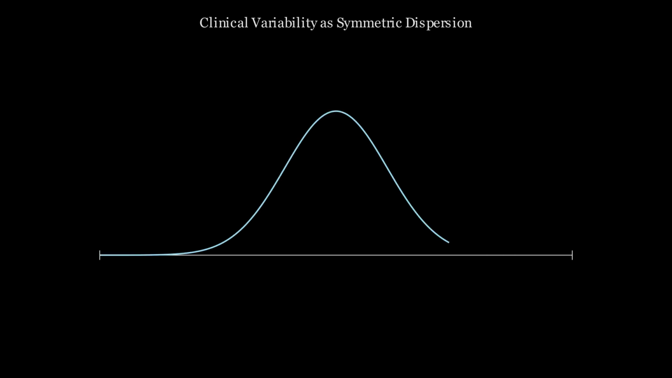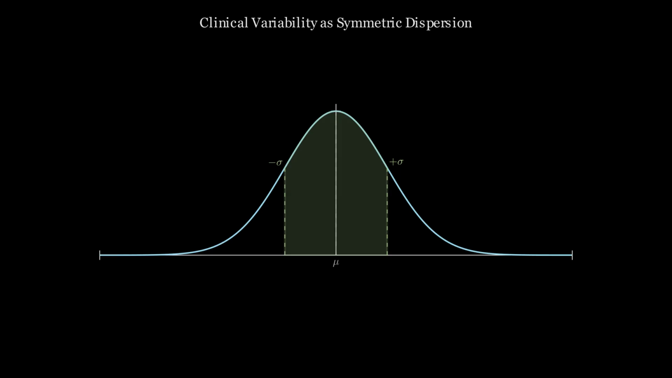Clinical variability measures the spread of biomarker values around a reference range. An elevated reading and an equivalent reduction contribute identically to measured variability. The measure is symmetric. It has no concept of direction. It does not register whether successive readings are drifting toward a critical threshold. Variability measures dispersion. It carries no information about trajectory. A patient fluctuating widely within safe limits and a patient declining steadily can have identical variability scores.